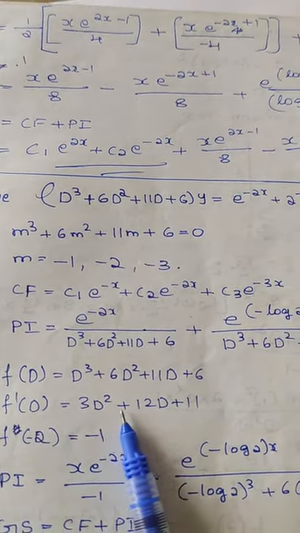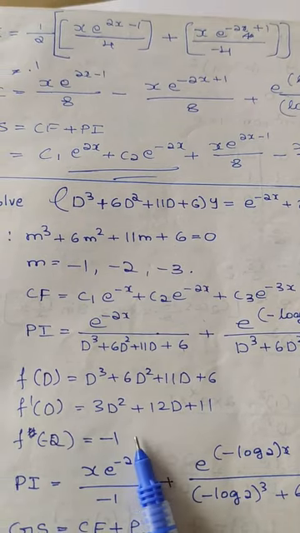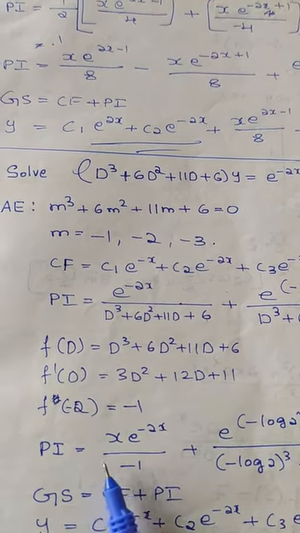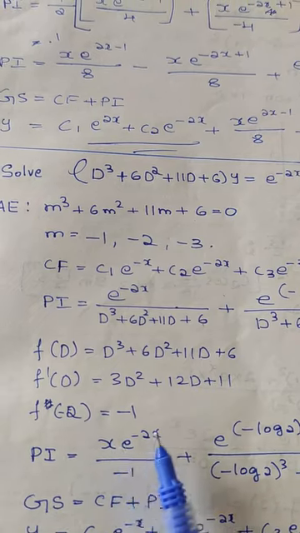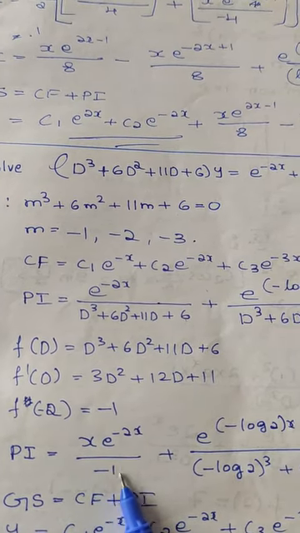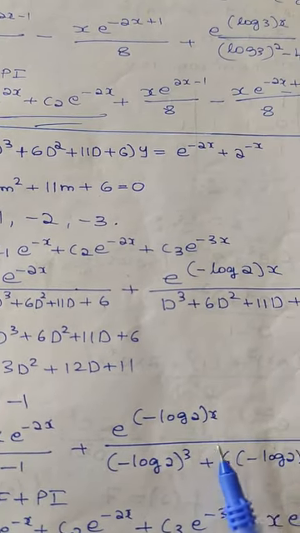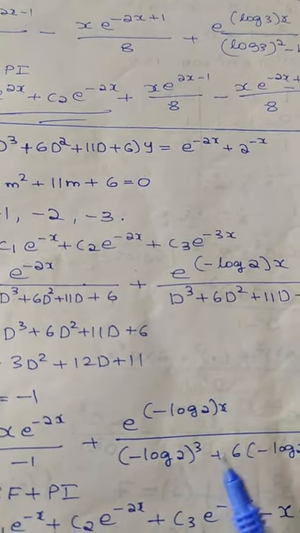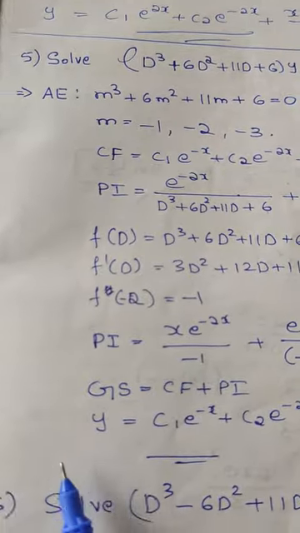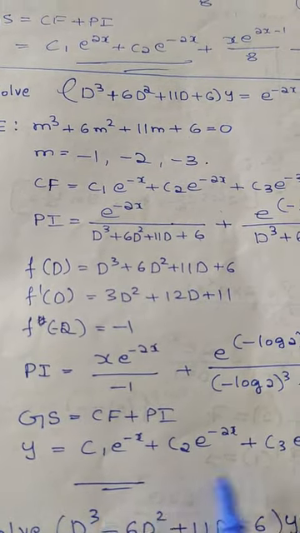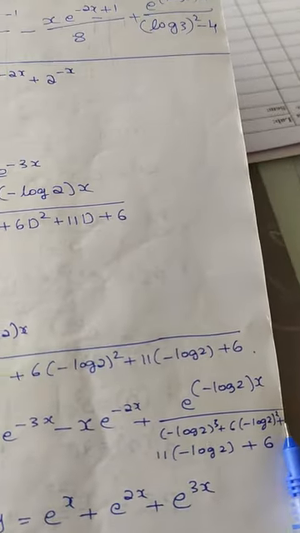If you replace d by minus 2 here, we get minus 1. Then for the first term, multiply the numerator with x, and f dash of minus 2 is minus 1. For the second term, replace d by minus log 2 and leave it as it is. CF plus PI gives the general solution. This is your CF and this is your PI.